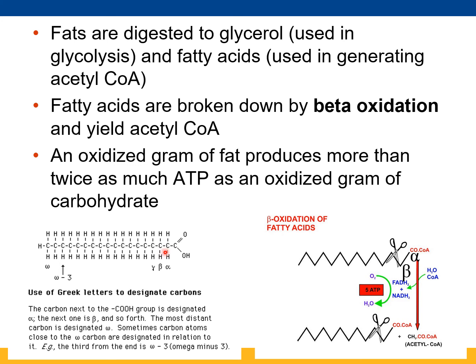In any case, we oxidize between the beta and the gamma, and that's where beta oxidation comes from. So there's the alpha and the beta. Omega would be down here. So we're going to oxidize at the beta to create the acetyl group in acetyl-CoA.